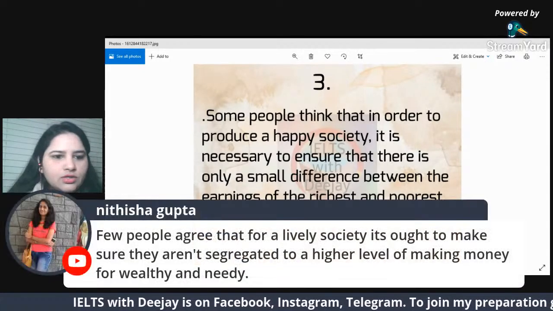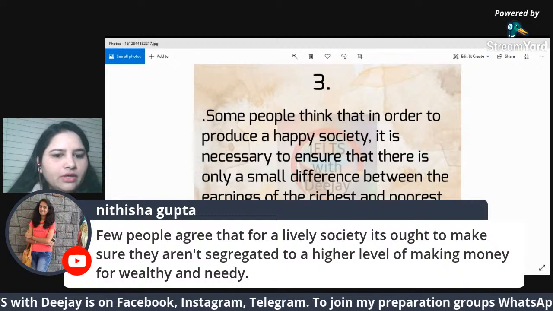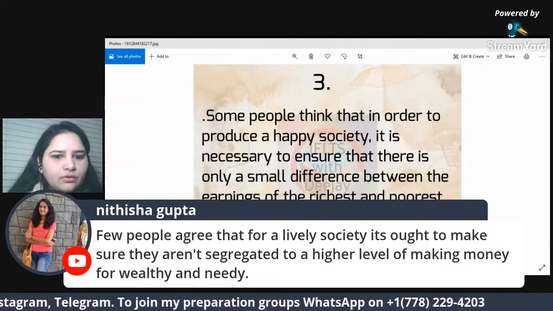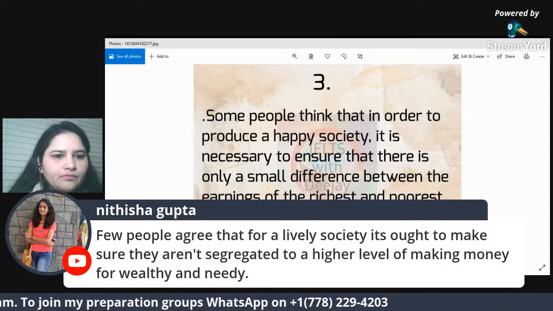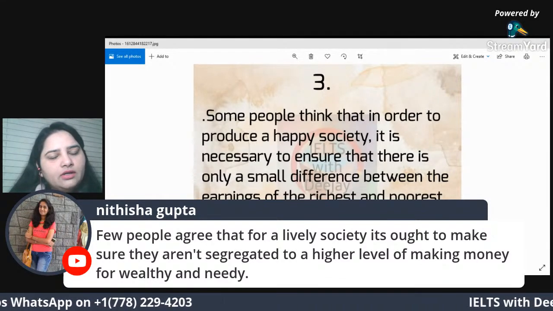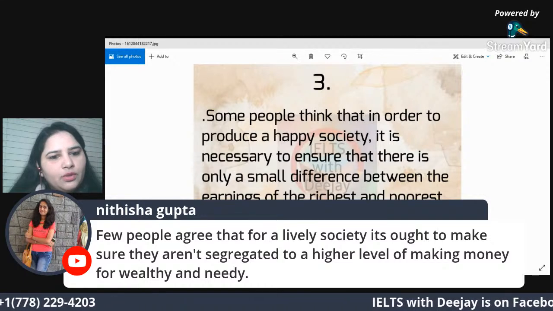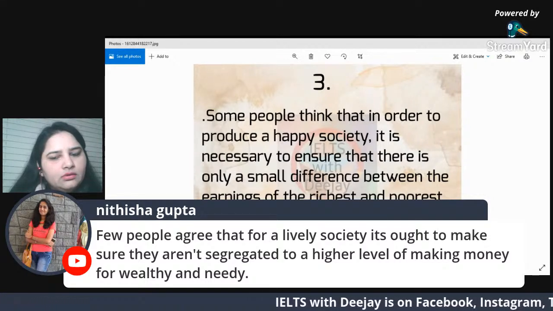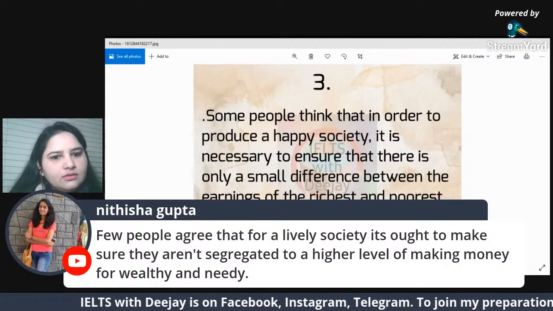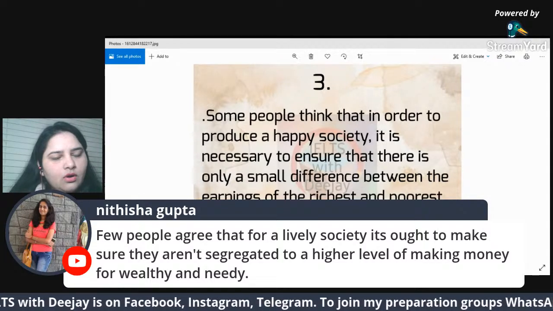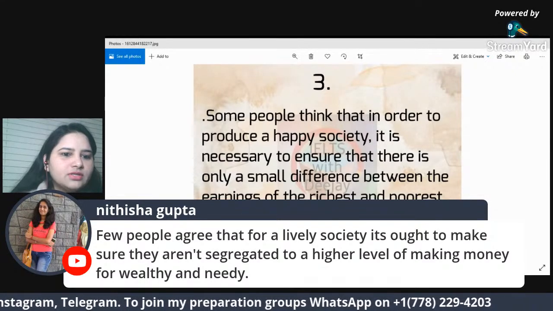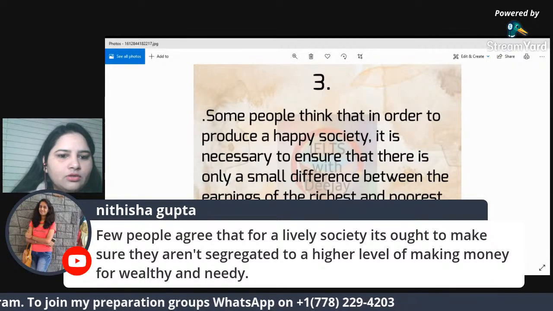Okay, Nithisha: Few people agree that for a lively society, it's ought to make sure they aren't segregated to a higher level of making money for wealthy and needy. Few people agree that for a lively society, it's ought to. "It's ought to" is not going together, you know. It's must. You can say it's must to make sure.